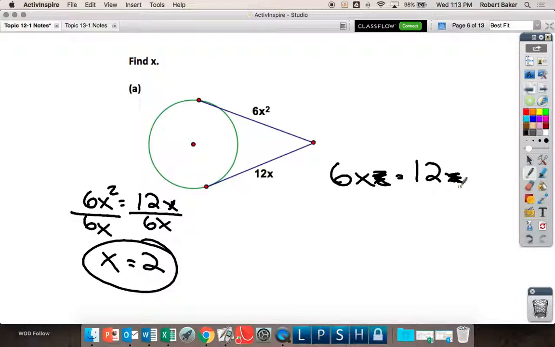No, it can't. What's 12 times 2? 24. 2 squared, 4, times 6? 24. If x equaled 0, it would not be a line. Doesn't work that way. So it has two answers. One answer is extraneous.